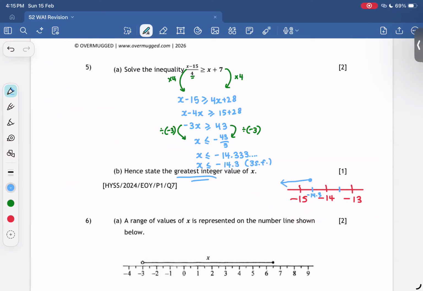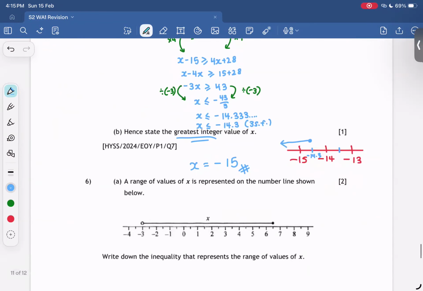Now they ask for the greatest integer. Since it's going to the left, the nearest number, greatest means the greatest number is actually just negative 15. So we'll write down x equals to negative 15. Okay, so that's for question 5 here.